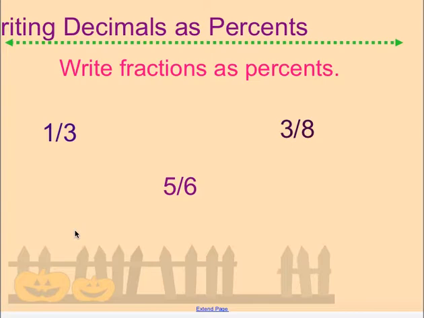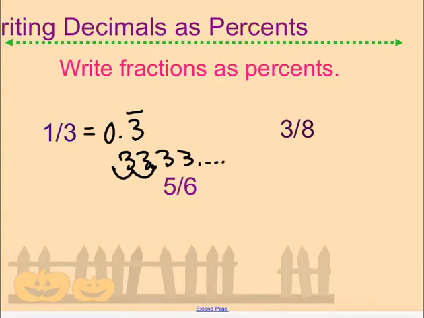Fractions as percents, we'll just do a couple of these. So 1/3, that's 0.3 repeating. But if I were to write it out, we could say it's 3, 3, 3, 3, and so on, right? So we can move that decimal twice and say that we get 33.3 repeating percent, or 33 1/3%.